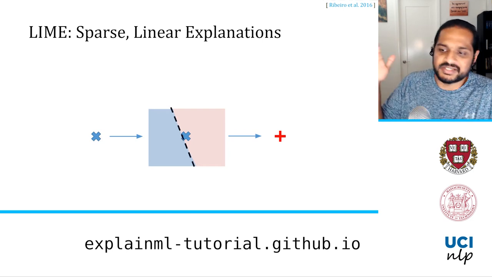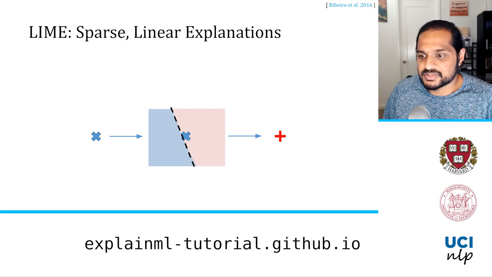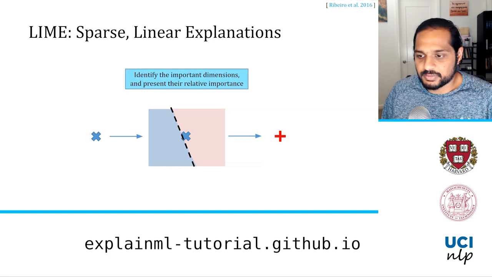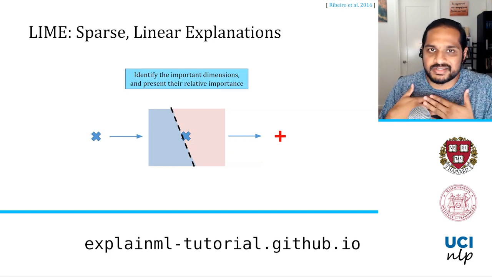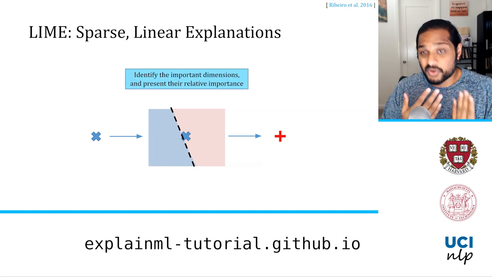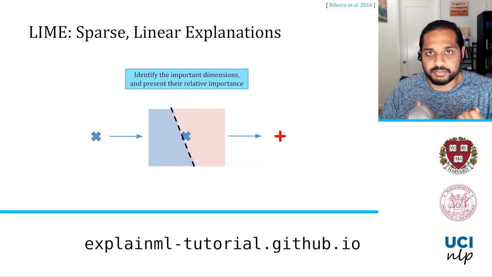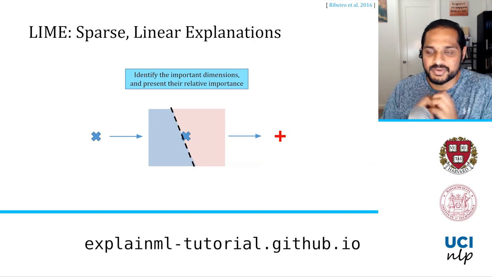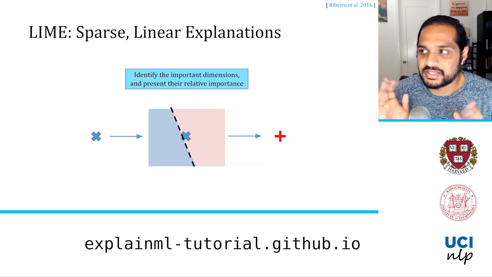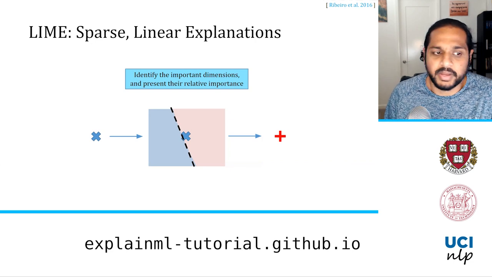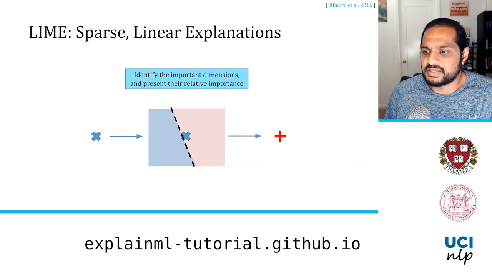And it's a sparse line where you zero out as many features as possible. The intuition behind why we do this is that this line, in some sense, identifies the important dimensions for the classifier and presents their relative importance. So identifying important dimensions is the sparse part of it, and the relative importance is linear. Okay, so how does it actually work?